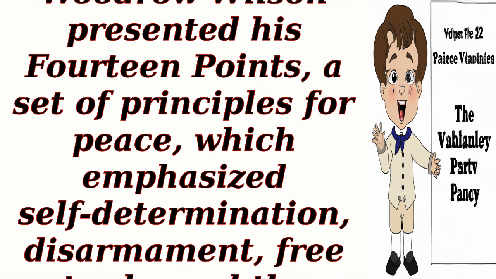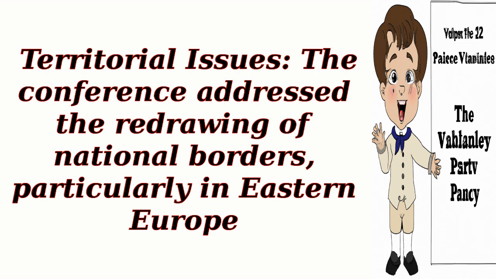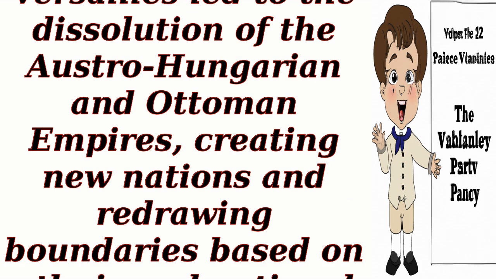The 14 points. President Woodrow Wilson presented his 14 points, a set of principles for peace, which emphasized self-determination, disarmament, free trade, and the establishment of a League of Nations. This vision greatly influenced the negotiations. Territorial issues. The conference addressed the redrawing of national borders, particularly in Eastern Europe. The Treaty of Versailles led to the dissolution of the Austro-Hungarian and Ottoman empires, creating new nations and redrawing boundaries based on ethnic and national self-determination.